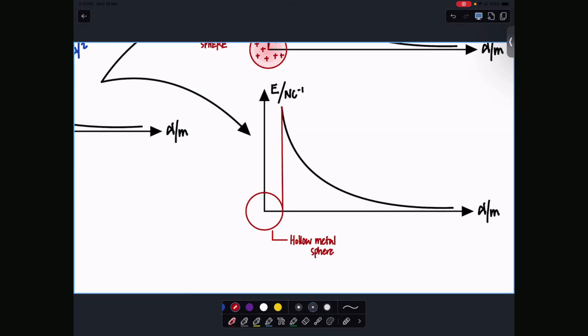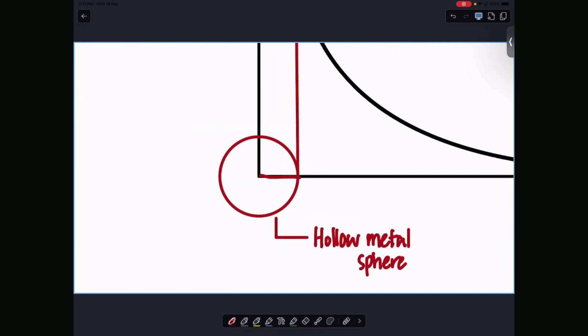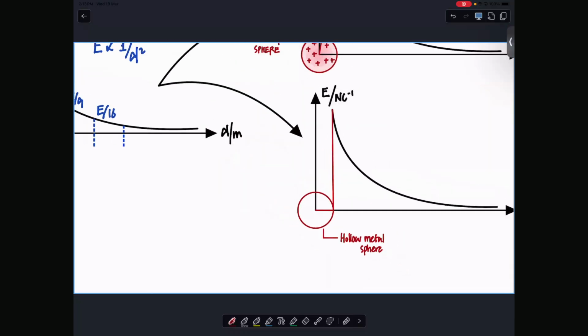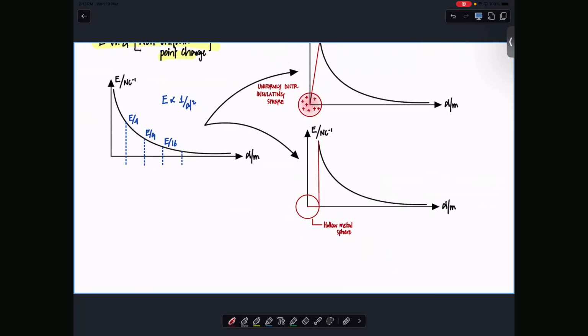So what do you guys think? What will happen? How does the graph look for a hollow metal sphere? Same as the previous one. There's no charge inside. Right. There is no field inside, right? So we have to show that here. What will it be? Flat. Okay. So it's flat and then it goes to the top because suddenly from the surface all the charge shows up. All right. So yeah, this is your graph.